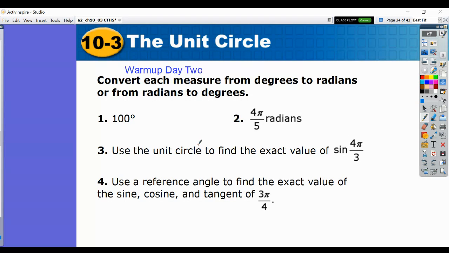So we're starting in the middle of the lesson. If you haven't already completed Part 1 and know a little bit about the unit circle, then this part's going to be a little too much for you. So make sure you've got 10.3, Part 1, Part A done already.